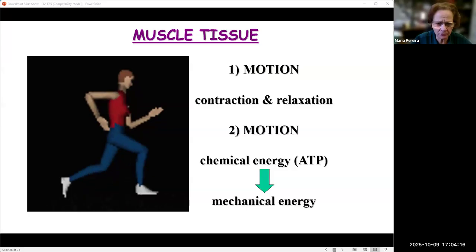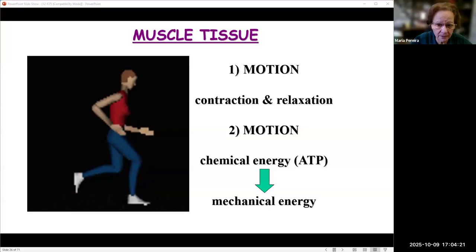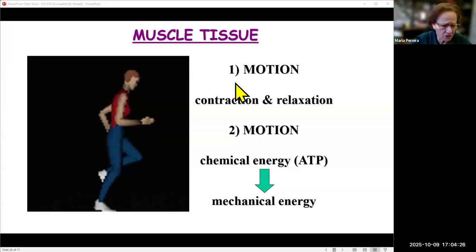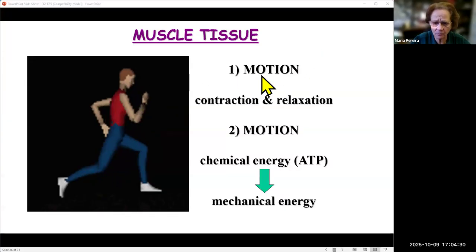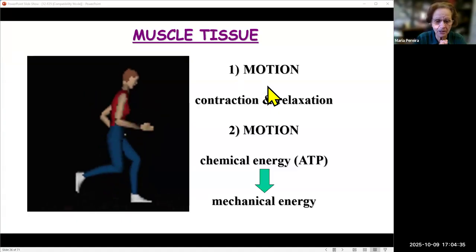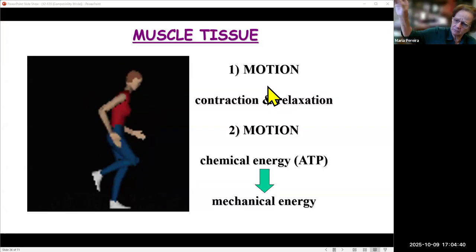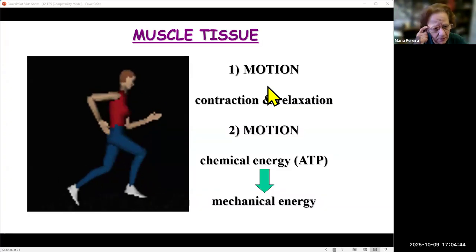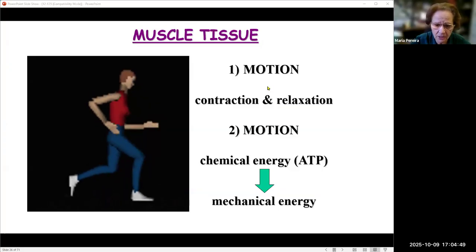Okay, so muscles have very particular properties. They can provide for motion. No other tissue in the body provides for motion. How do they provide for motion? Because they can contract and they can relax, right? And they can be stretched. So when I'm stretching my muscle, when I'm opening my arm, and now I'm contracting. So the muscles are the only tissues that have this property, the cells.